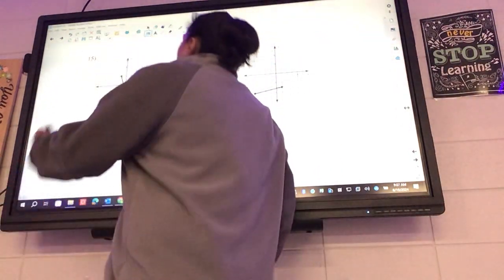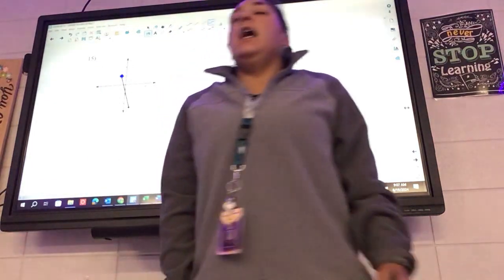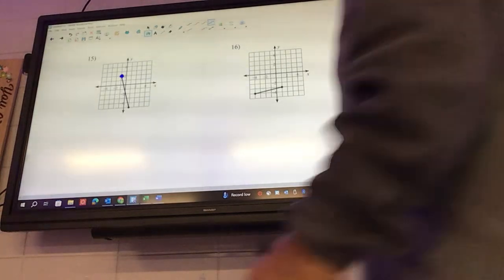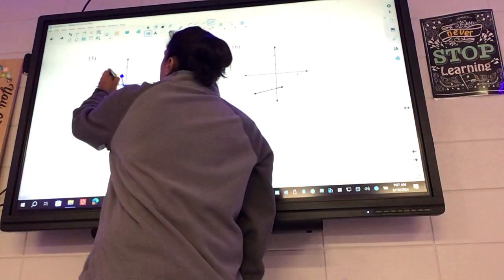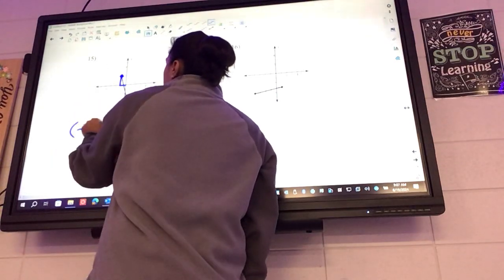Okay, let's look for this first dot up here, the taller one. We're starting at 0, 0. Do I need to go left or right? Left, how many? 1, so it's going to be negative 1. How many up or down? Up 2, so positive 2.